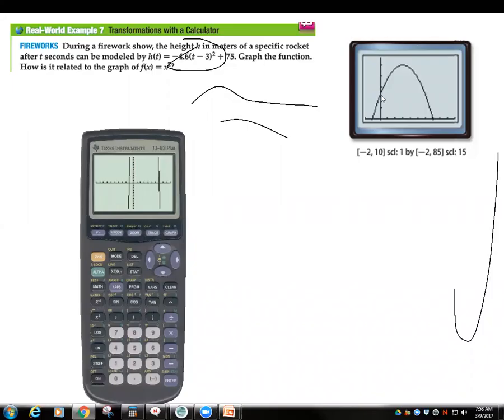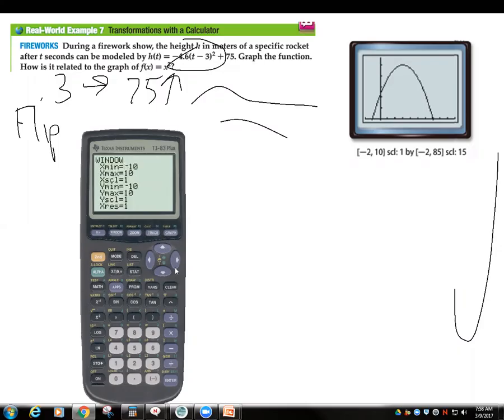The graph is going to be shifted 3 units to the right and 75 units up, and flipped over. So I know that it has to go up to 75. So what I could do is change the window to go to, say, 80. Okay, and then I'll see more of the graph, and it kind of looks a little bit more like this.